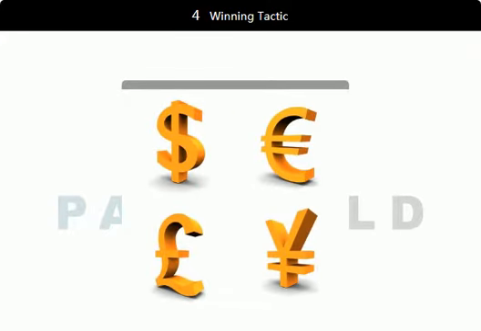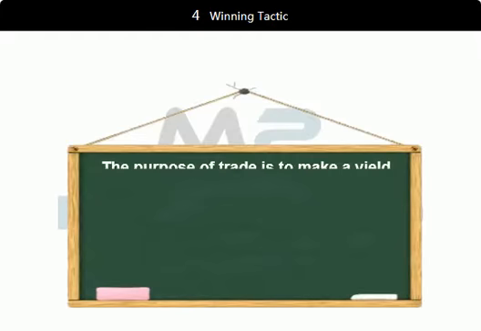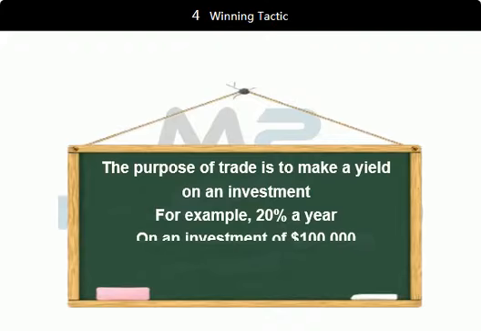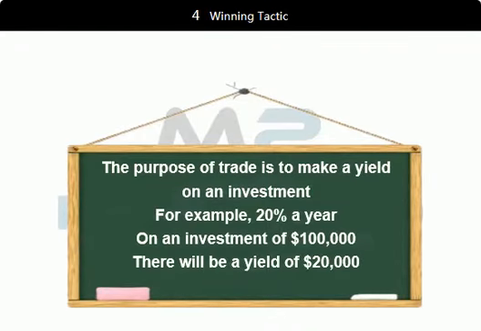A winning strategy. What is our goal in trading? Our goal ultimately is to invest a certain amount of money and profit as much as possible. Let's say 20% return in 1 year. If you invested $100,000, the return would be $20,000 a year. That's the dream of every investor.